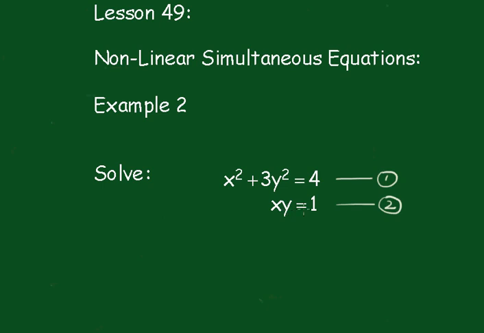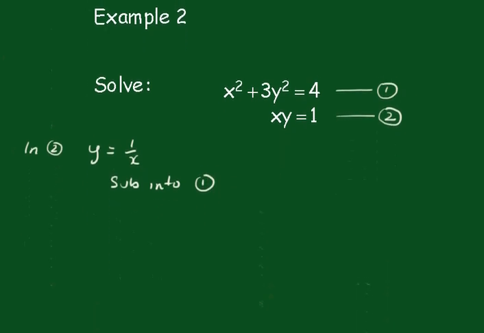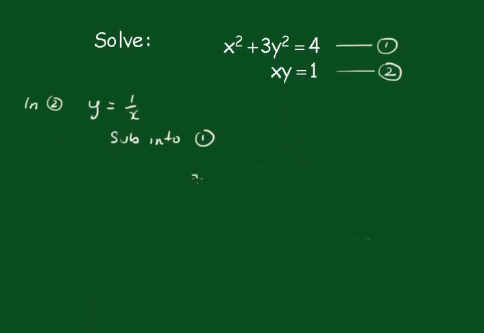So I'll make y the subject in equation 2. So in 2 we have y equals 1 over x, and we'll substitute that into equation 1, and we get x squared plus 3 times 1 over x all squared equals 4, and this becomes x squared plus 3 over x squared equals 4.